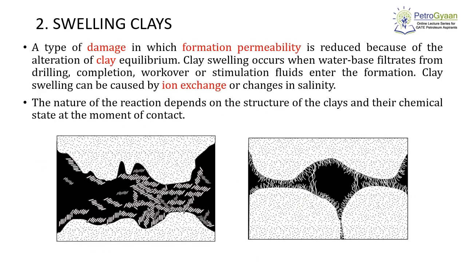So our next damage mechanism is swelling of clay. This is the type of damage in which the formation permeability is reduced because of the alteration of clay equilibrium. As we know, clay is abundantly present in shale rock rather than in reservoir rock. So this type of damage mechanism is not much of a concern, but while drilling or during workover or completion operations, when we use drilling mud, we are generally using water-based mud. So in water-based mud, water is in abundant quantity.